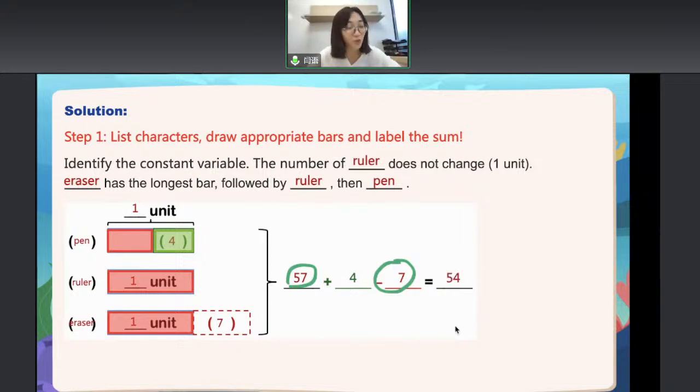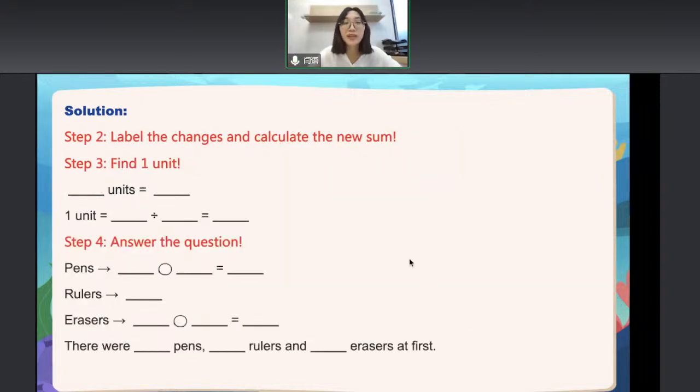How many units equals to 54? Yes. So we can get the 3 units equals to 54. Then how to figure out 1 unit? It should be 54 divided by 3. The answer is 18. So this is the answer. Okay, finally, don't forget, read the question. Step 4, answer the question.